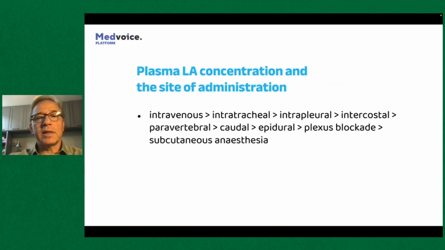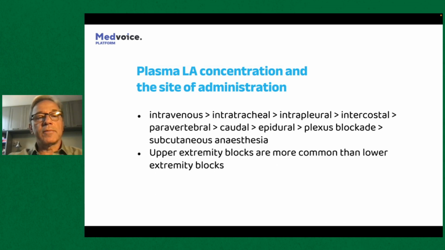Plasma local anesthetic concentration and site of administration. We touched upon that already, and obviously it will be highest if you inject intravenously, then intratracheally, then intrapleurally, intercostally, and subcutaneous will be the least. Upper extremity blocks are more commonly associated with local anesthetic toxicity than the lower extremity blocks.